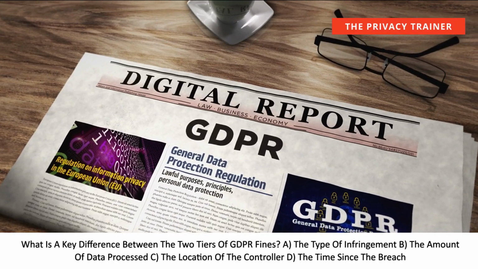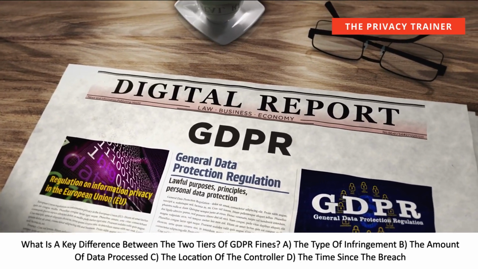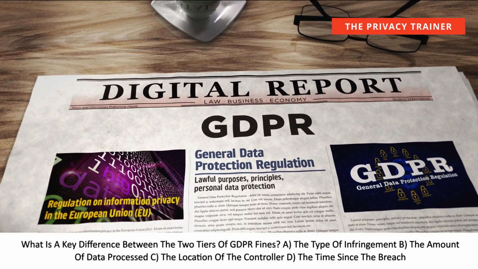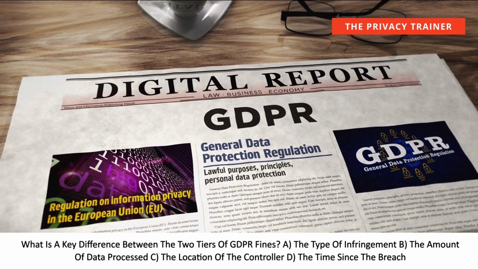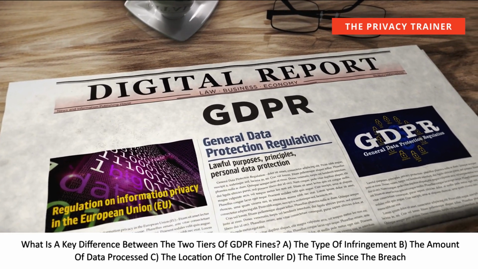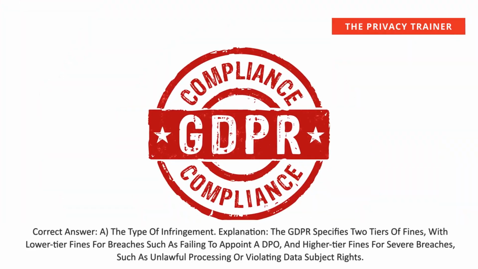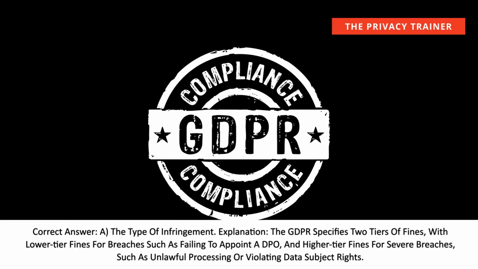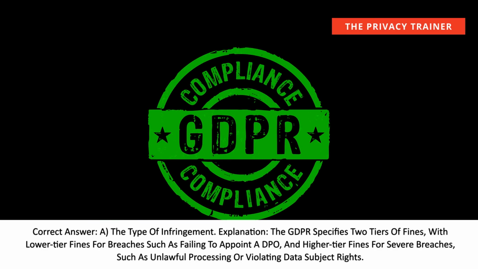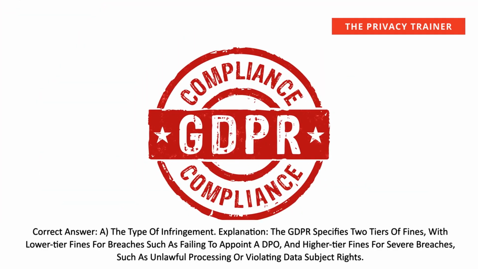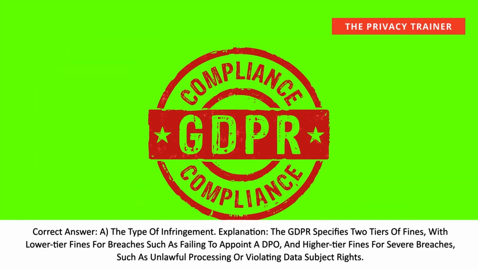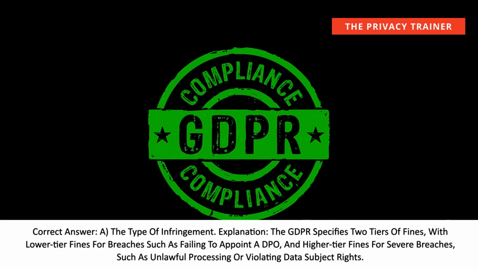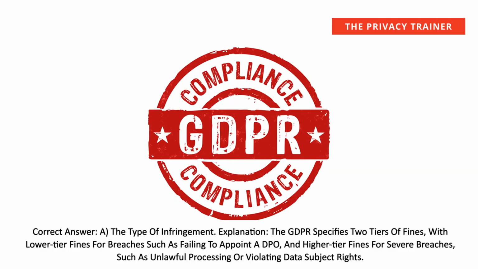What is a key difference between the two tiers of GDPR fines? A. The type of infringement. B. The amount of data processed. C. The location of the controller. D. The time since the breach. Correct answer, A. The type of infringement. Explanation. The GDPR specifies two tiers of fines, with lower tier fines for breaches such as failing to appoint a DPO, and higher tier fines for severe breaches, such as unlawful processing or violating data subject rights.